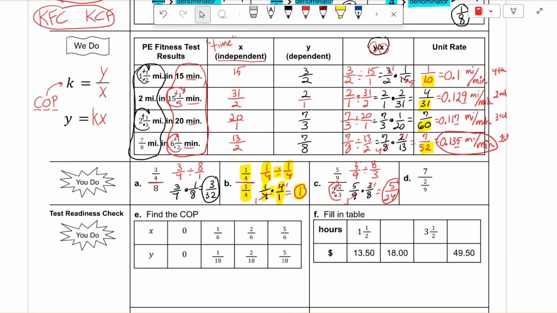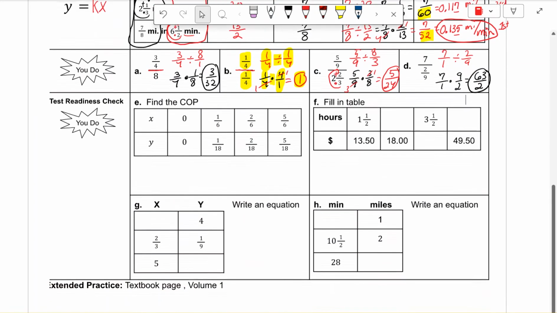Try D. Okay, the answer for D is 63 seconds. So hopefully you've had great success with A, B, C, and D, and now you are ready to go down into the test readiness check.